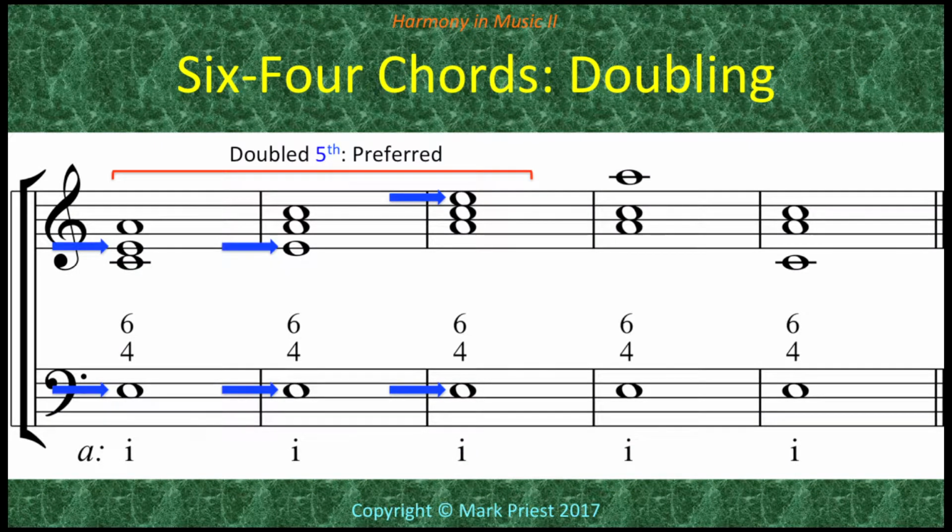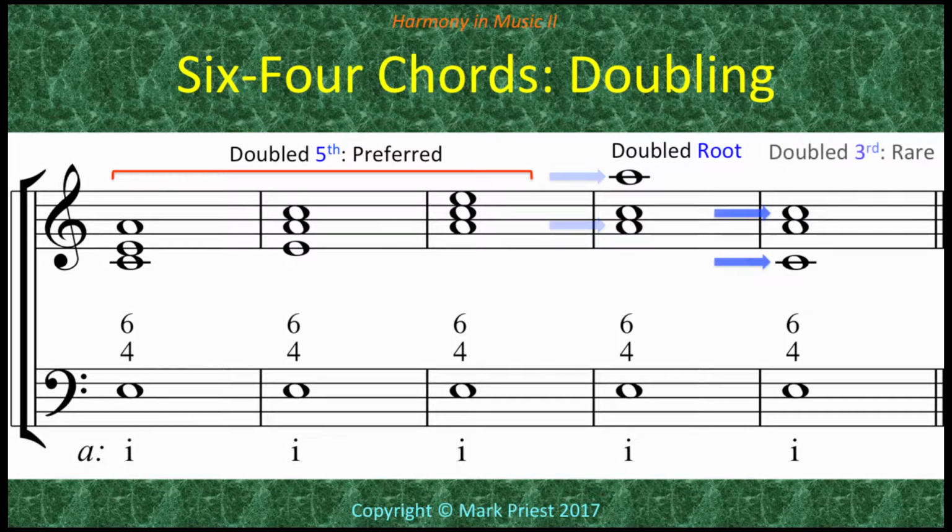Second inversion triads prefer the doubled fifth of the chord, which is, of course, the bass note. You may sometimes double the 4 of the 6/4 chord, which actually is the root of the triad. Less common in this inversion is the doubling of the 6, which is the third of the triad, only when a more natural voice leading suggests it.